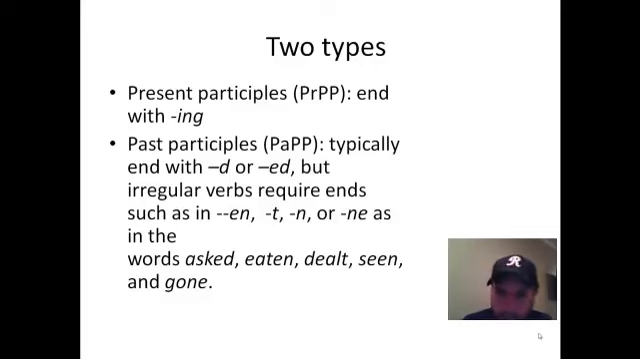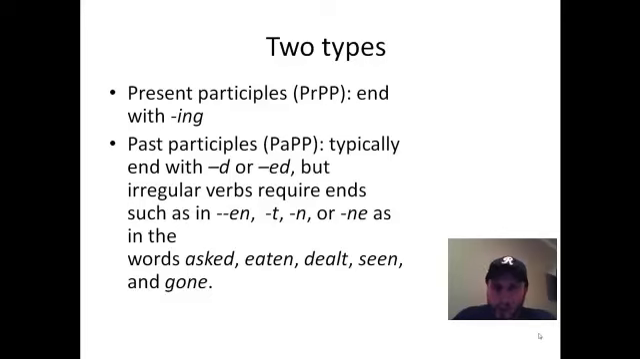So with those verbs, you have different endings. Whereas most verbs end in D and ED, irregular verbs end with, you have the list right here on the screen, EN, T, N, NE, so on and so forth. And of course you've got the tenses down there at the bottom, the past participle forms of these verbs.